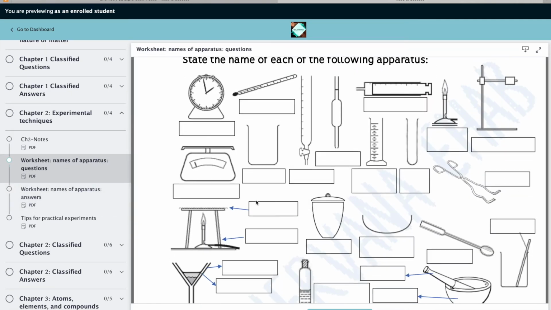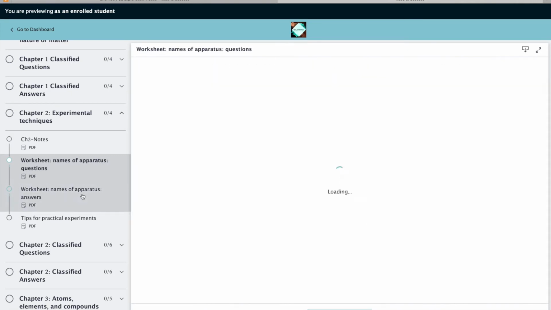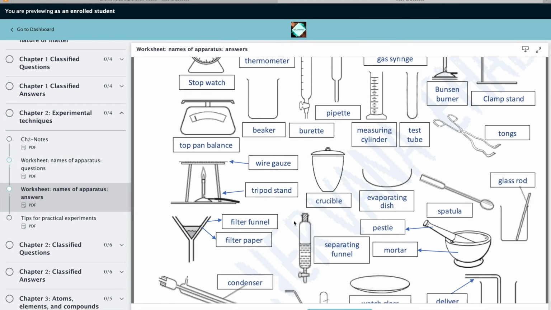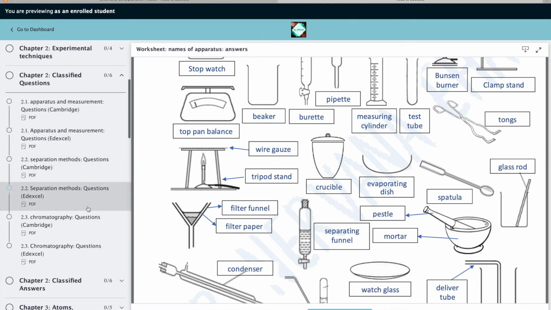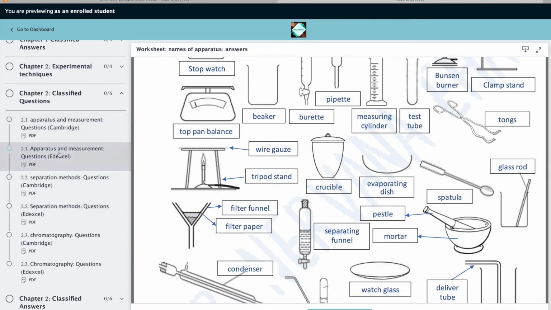This is just the worksheet on naming apparatus. And then these are the answers for the worksheet. You're going to check your work. Again, there's classified questions here. Under this, there's Cambridge and Edexcel. Either way, try to solve both. Whether you are Cambridge or Edexcel, try to solve both because it really exposes you to more ideas, and the syllabus is very, very similar.